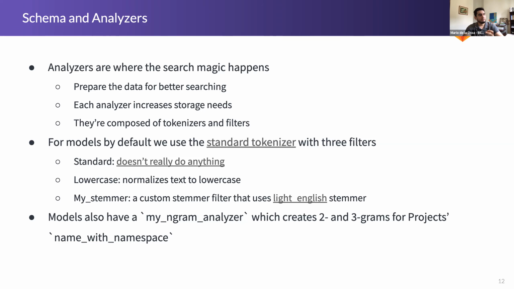We have a lowercase filter, which normalizes text to lowercase. And also when we're searching, we normalize text to lowercase. So this means that it's a lot easier to match search terms as everything is normalized to lowercase. We're not case sensitive in searching. And we have a custom stemmer filter that we called My Stemmer, just because it's the only one we have, that uses the light English stemmer. That's the one that knows how to separate English words, for example. It knows that an apostrophe should be part of the word.